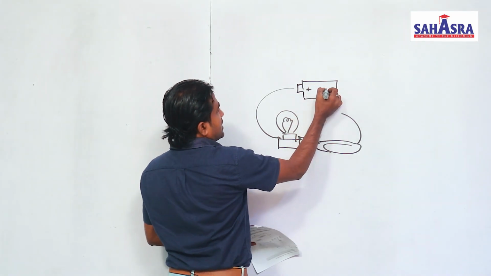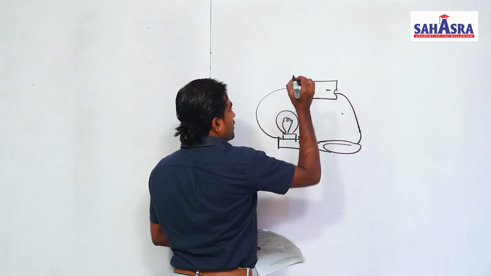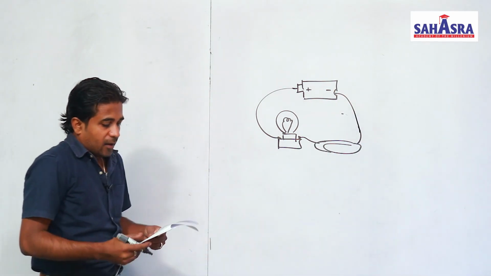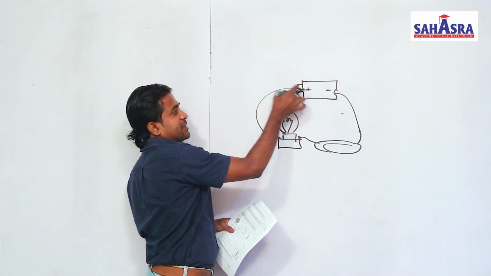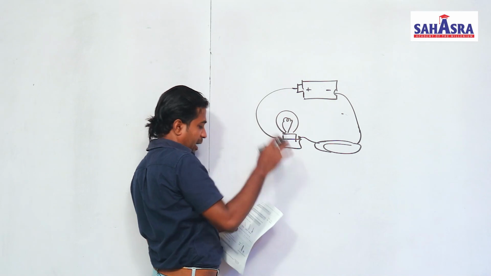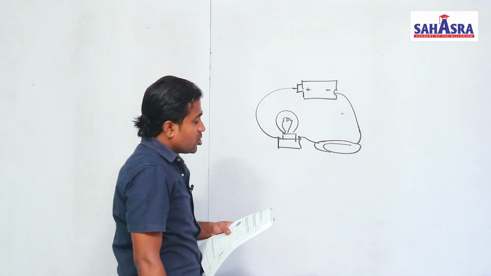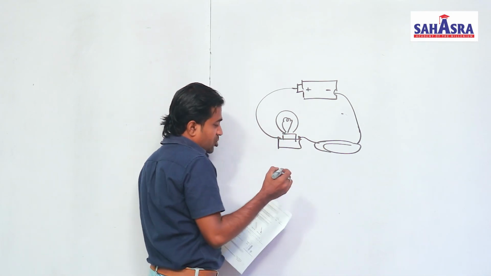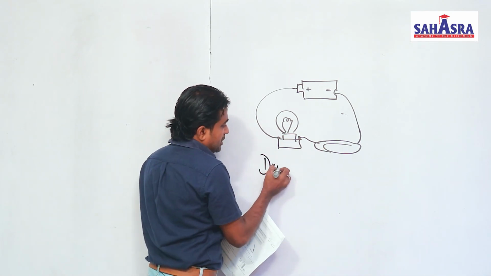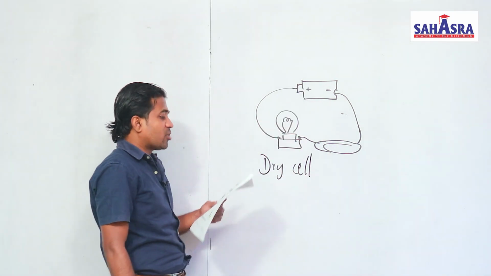The positive terminal of the cell and the negative terminal. This is the electric source, which produces the electricity and supplies it. So the answer here, the equipment you should add is a dry cell.